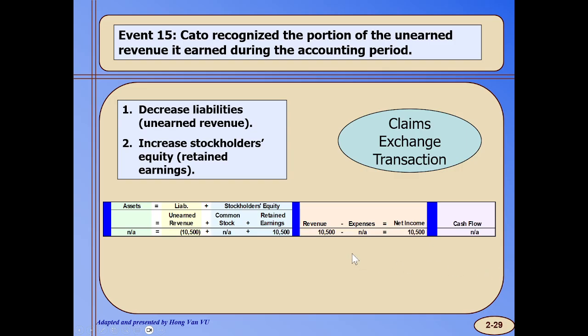It is classified as a claims exchange transaction. Like any year-end adjustment, it does not affect the statement of cash flows.